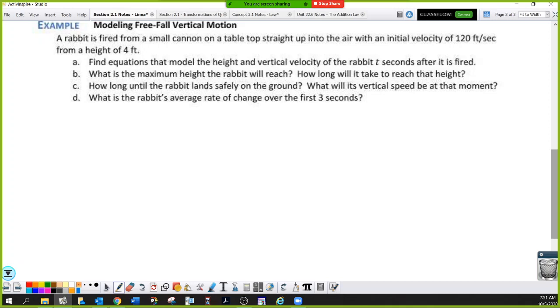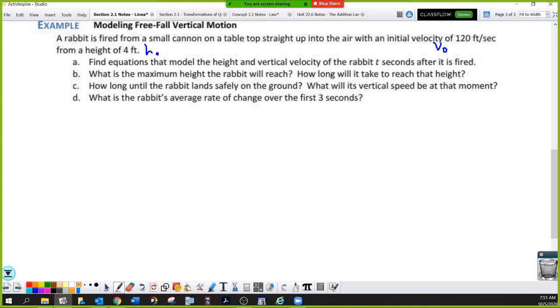Anyway, a rabbit is fired from a small cannon on a tabletop straight up into the air with initial velocity, oh, that's V sub zero, V sub zero of 120 feet per second. Okay, we're using imperial units here. From a height of 4 feet. That's the height of the tabletop, I would assume. So that is going to be your H sub zero.